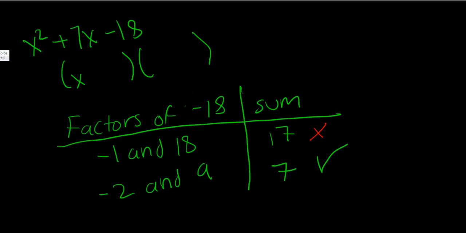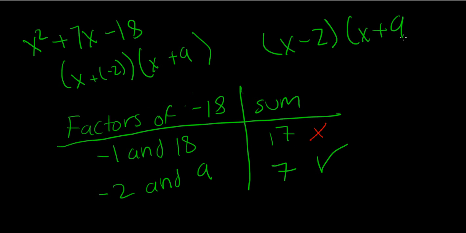Now we can plug these factors back up into the parentheses. So we have x plus negative 2 and then x plus 9. We can go ahead and simplify it a little, make it parentheses x minus 2 times x plus 9.